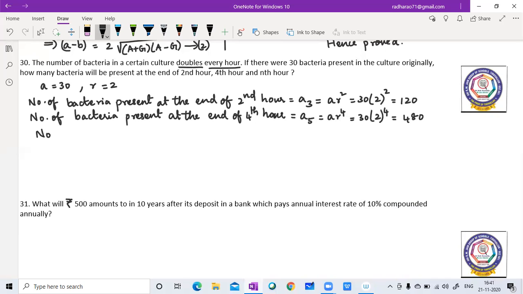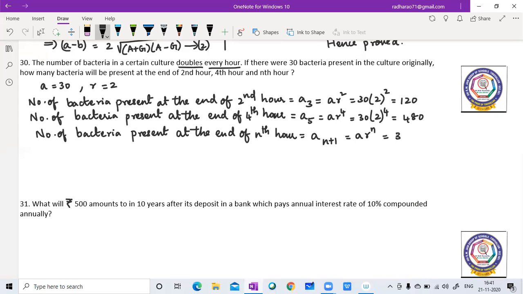And they are asking what is the number of bacteria present at the end of the nth hour. The number of bacteria present at the end of the nth hour is equal to A n plus 1. That means a r power n. That is 30 into 2 power n.